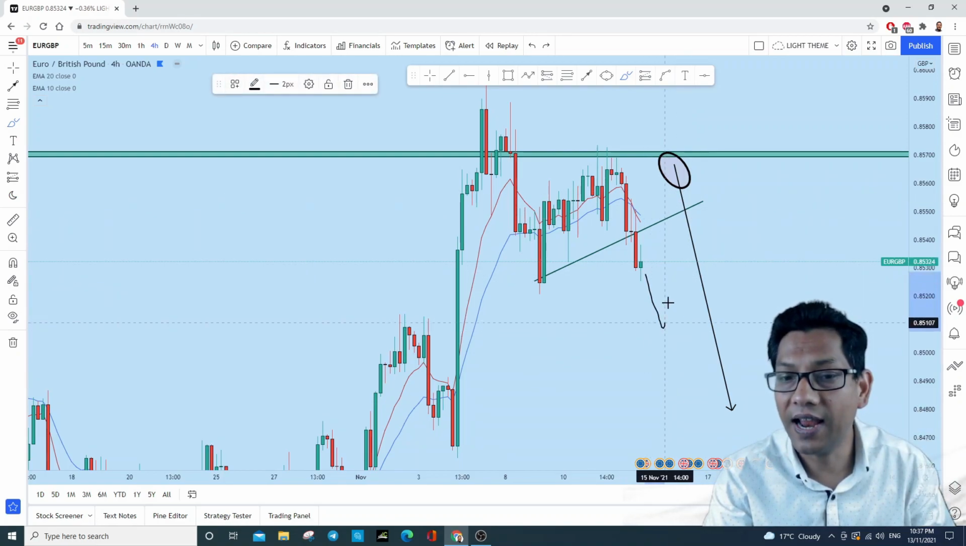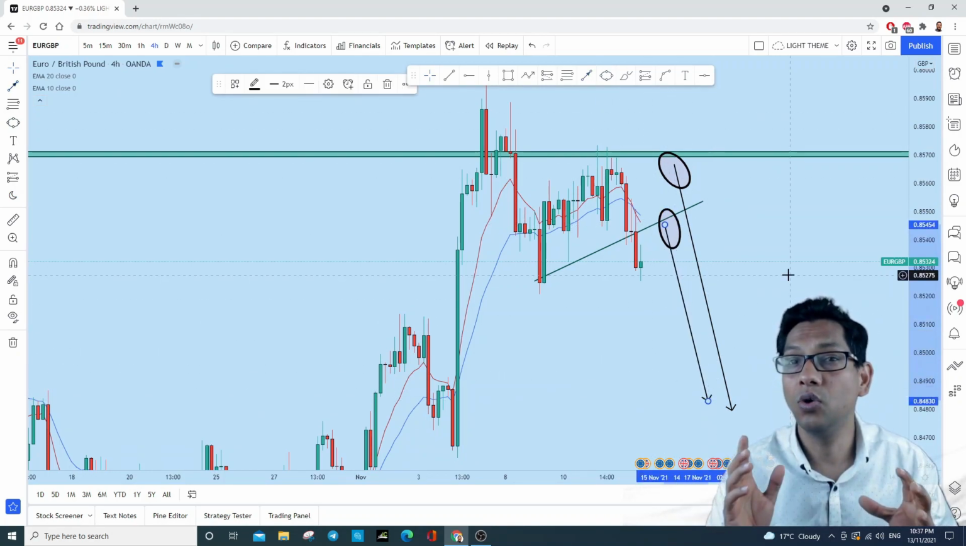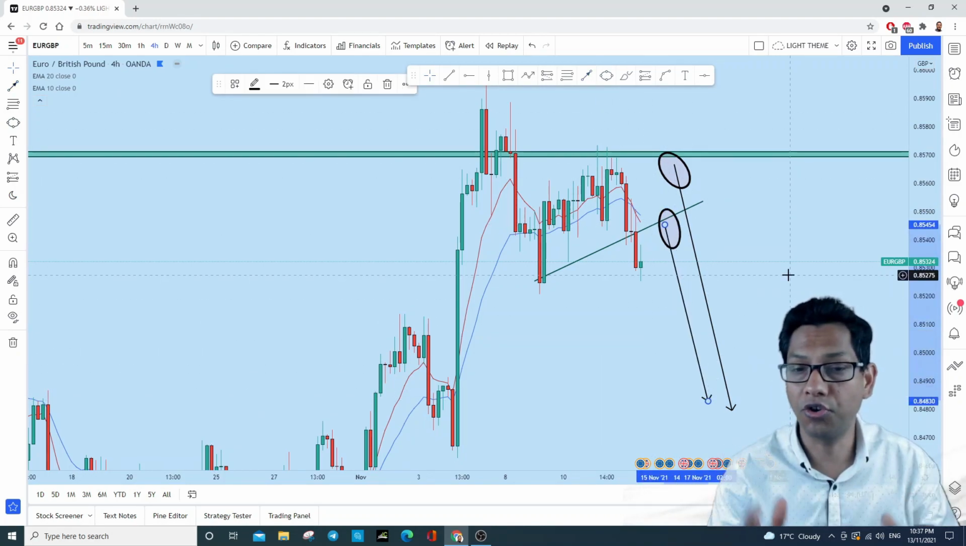If it breaks here and then retests this trend line as a resistance, at that point we will take a short trade from here with a very good risk to reward ratio. In all cases, we will be considering a short trade.